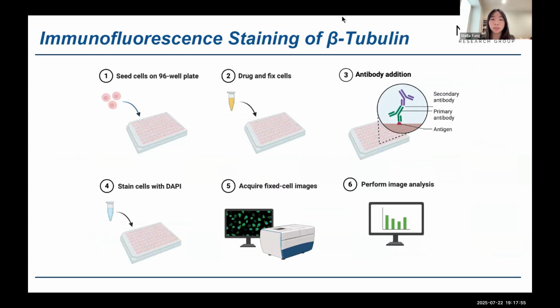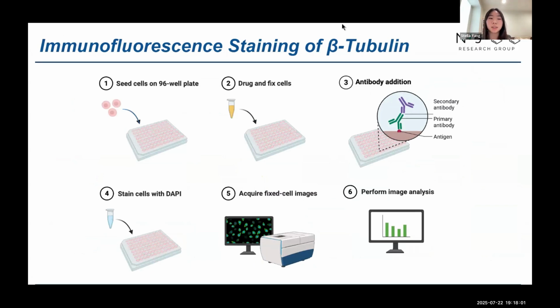So for our last in vitro experiment, we did some cell imaging through immunofluorescence staining of beta-tubulin. So first we seeded cells on a 96-well plate and then drugged them with our compounds and then fixed the cells to prevent any further cellular degradation. After that, we added our primary and secondary antibodies.